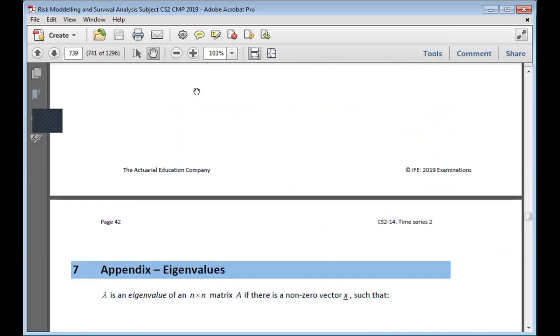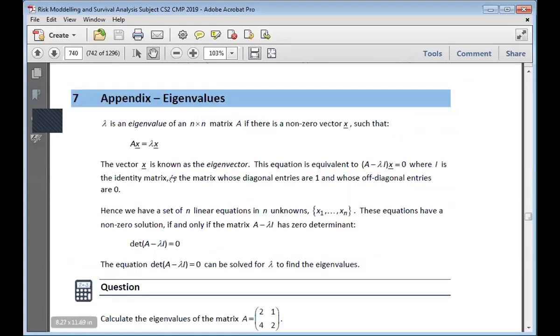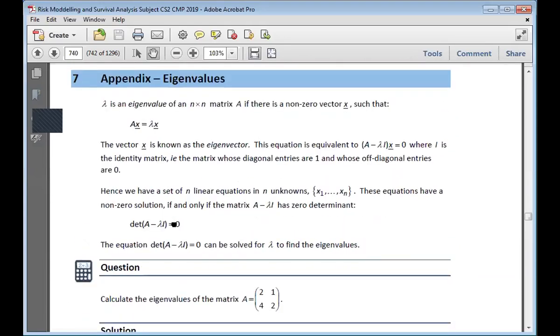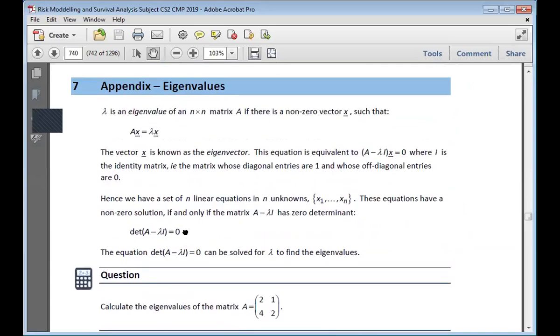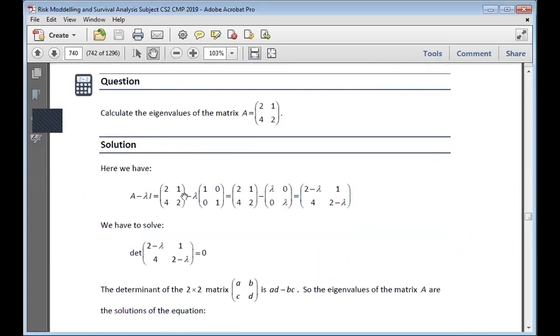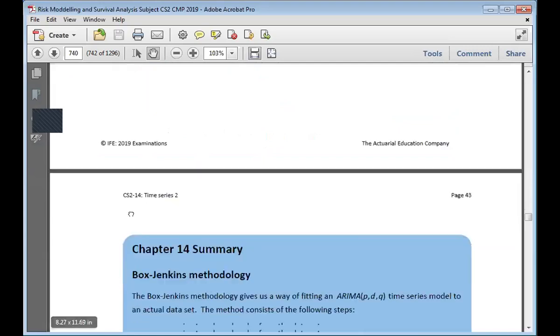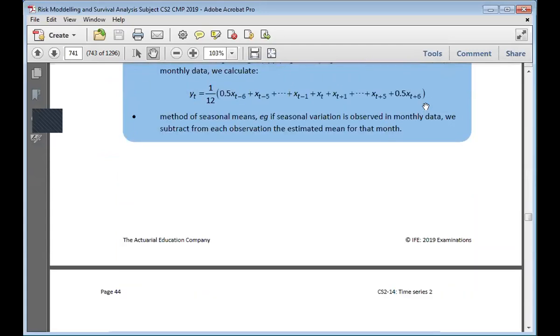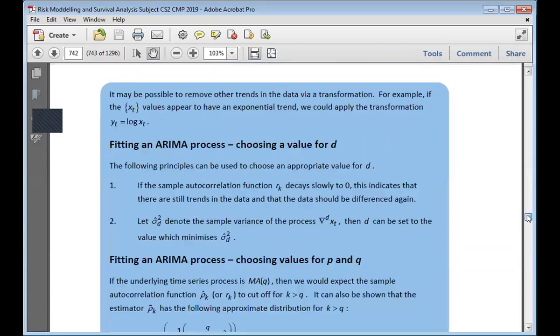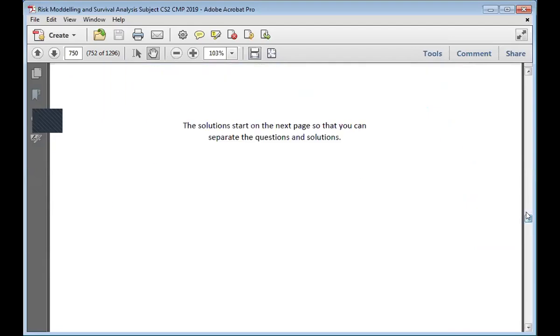So I think this is where my chapter ends for time series. In the appendix, they have just shown us how to figure out the eigenvalues, but I think you guys are already aware of how to do that. So maybe now what I can do is we can solve a question.